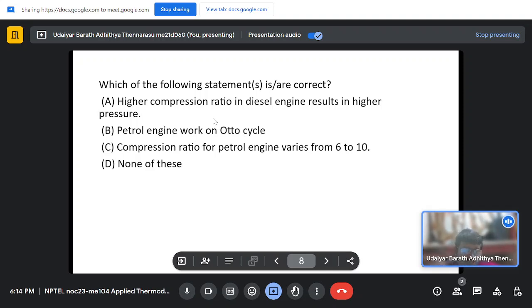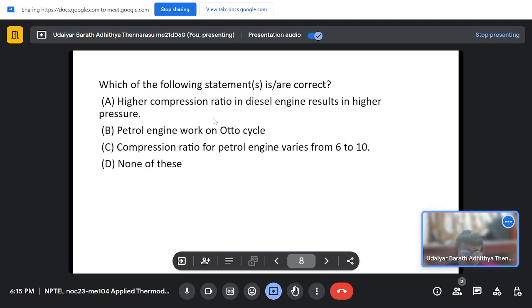higher compression ratio, your volume is less. Assuming air to be an ideal gas, PV is constant, so pressure is inversely proportional to volume. When you compress, if your compression ratio is high, your volume at state 2 after compression will be very less. So that will create an increase in pressure. So your pressure will be higher in that case. So statement A is true. Higher compression ratio in diesel engine results in higher pressure.